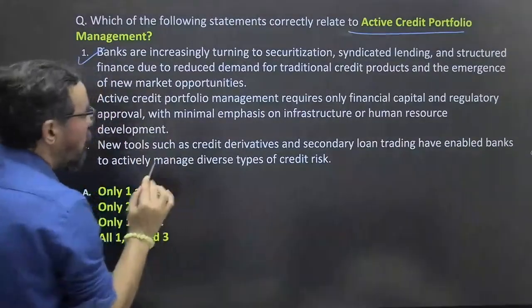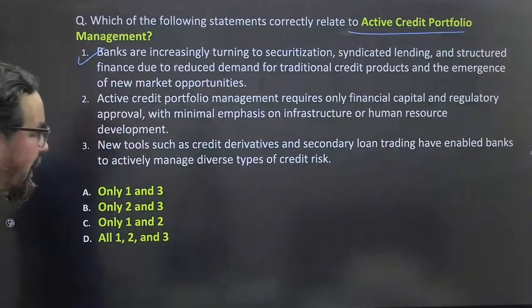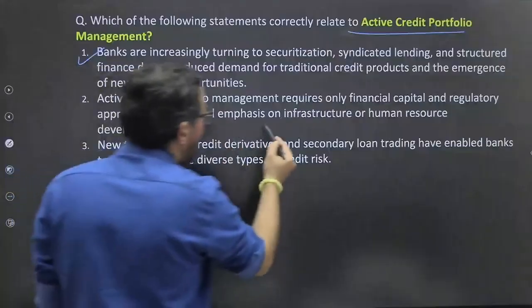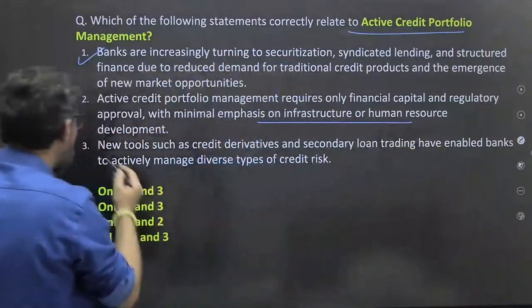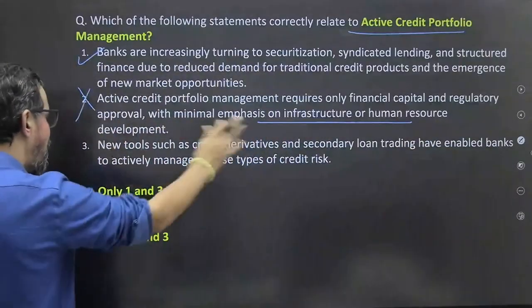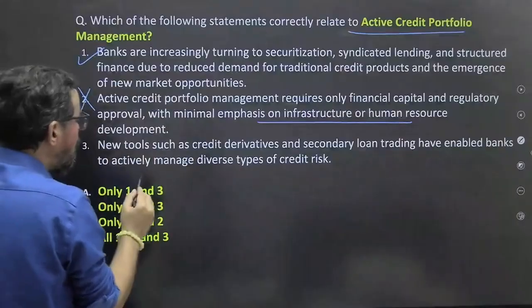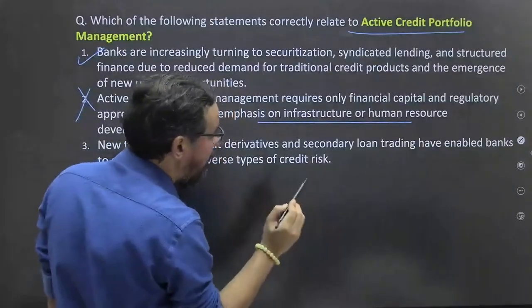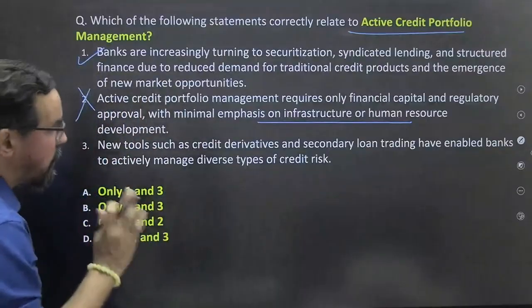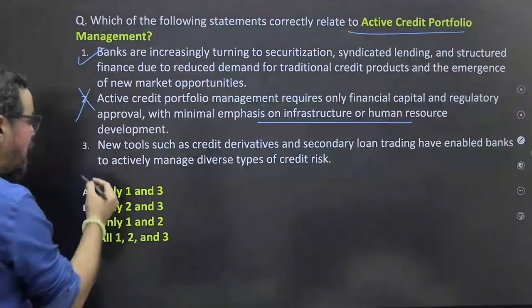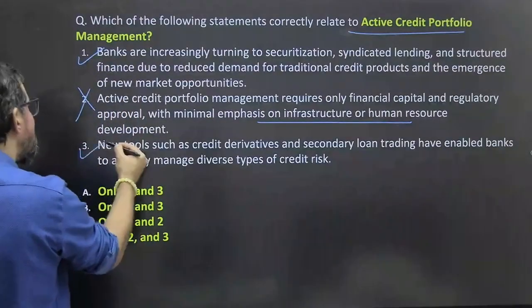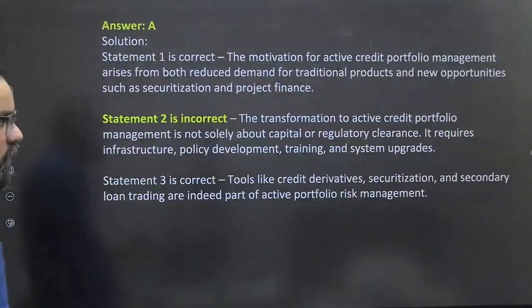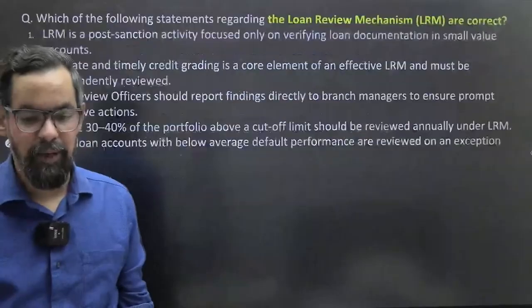Active credit portfolio management require only financial capital and regulatory approvals with minimal emphasis on the infrastructure or human resources development. No, they are equally important. New tool such as credit derivatives, secondary loan trading have enabled bank to actively manage diverse type of credit risk. Yes. So 1 in 3 means again option A will be right answer for this particular question. A will be right answer for this one.